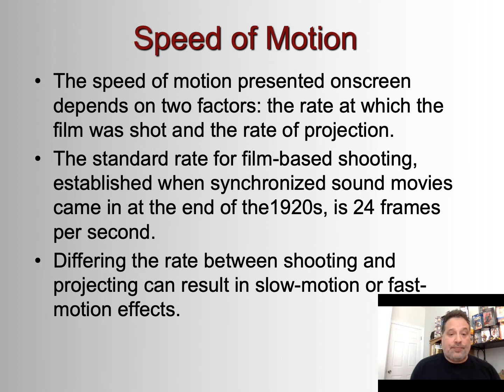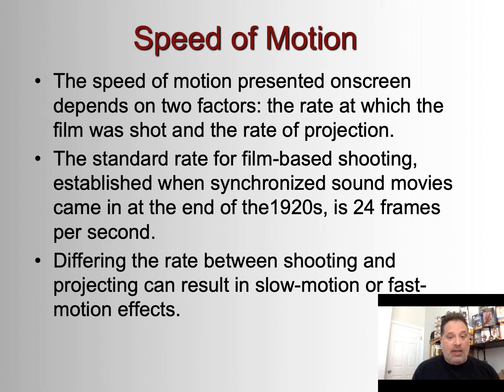Speed of motion. Speed of motion presented on screen depends on two factors: the rate at which the film is shot and the rate at which it is projected. The standard rate for film-based shooting, established when synchronized sound movies came in at the end of the 1920s, is 24 frames per second.